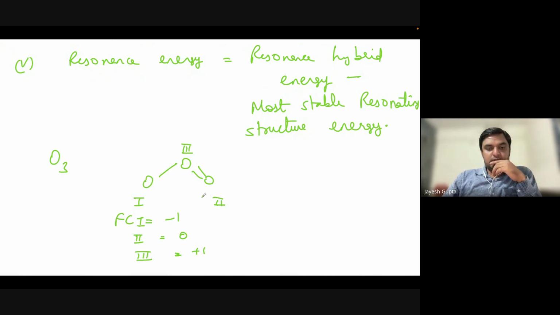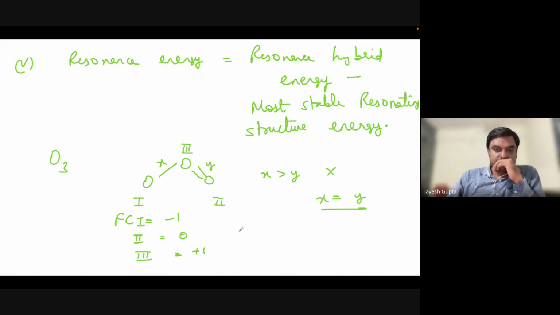So technically this is a double bond, and this is a single bond. If I give this bond length x and this bond length y, then x should be greater than y, because x is a single bond. But this is wrong. Actually, what is found in nature is that the bond lengths are equal, x is equal to y.